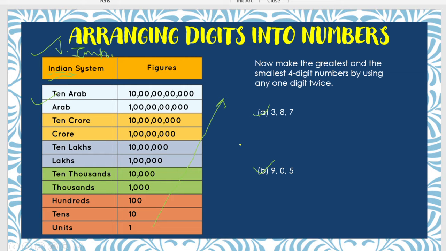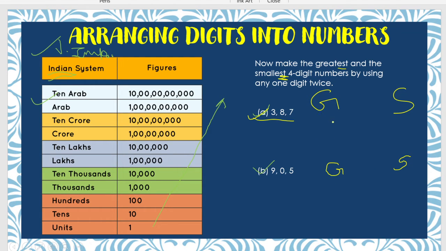Okay, now make a greater and a smaller number by using any one digit twice. It's your choice to make a 4-digit number, but you can use this digit twice. Okay, in the first question, you have to make 2 numbers, greatest and smallest. Greatest number, then the smallest number. But in the second also you have to make a greatest number and a smallest number.